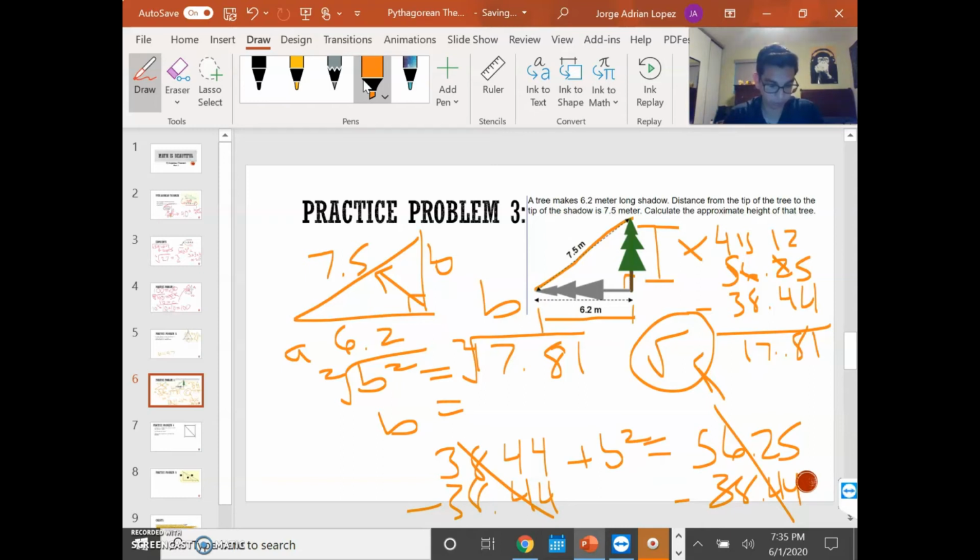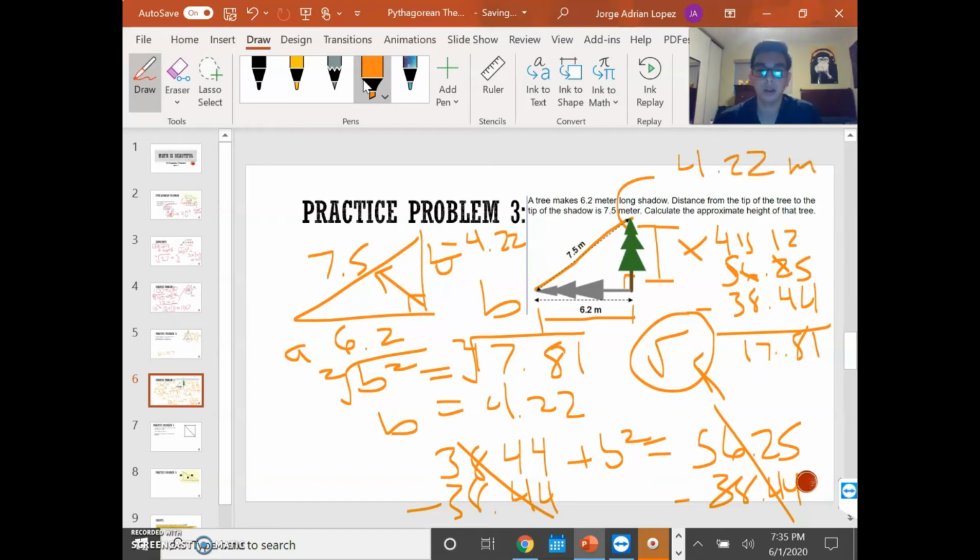You should get 4.22. Alright? So b, which is the height of the tree, is 4.22. But 4.22 what? Meters, right? So b is equal to 4.22. The height of the tree is 4.22 meters.